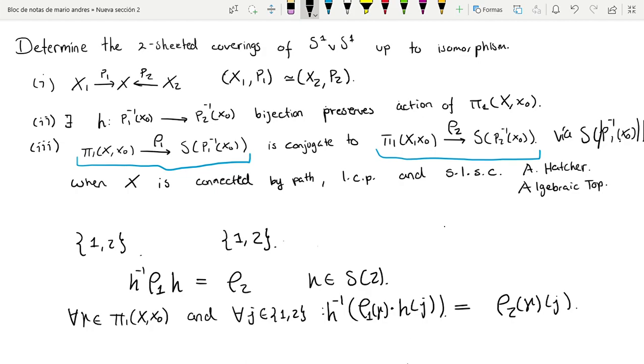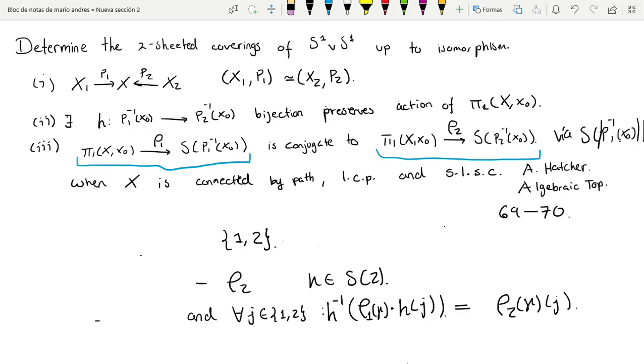Okay. Well, this theorem, Hatcher doesn't put this as a theorem. He only mentions it in pages 69 to 70. In those pages there is the construction of these three sentences. Okay, so let's see how we use those for solving our problem.